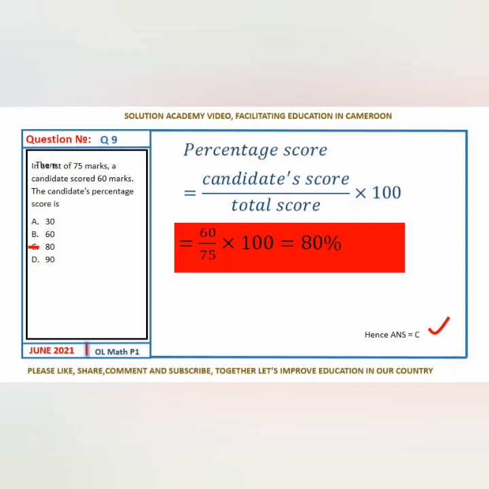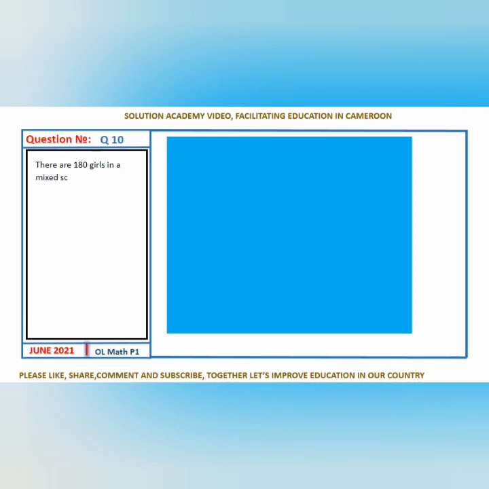Question number 10. There are 108 girls in a mixed school. If the ratio of girls to boys is 4:3, then the total number of students in the school is. Now, this question simply means that the school has 180 girls and a certain number of boys which we don't know, but the ratio of girls to boys is 4:3. That means the ratio of girls is 4 and the ratio of boys is 3.